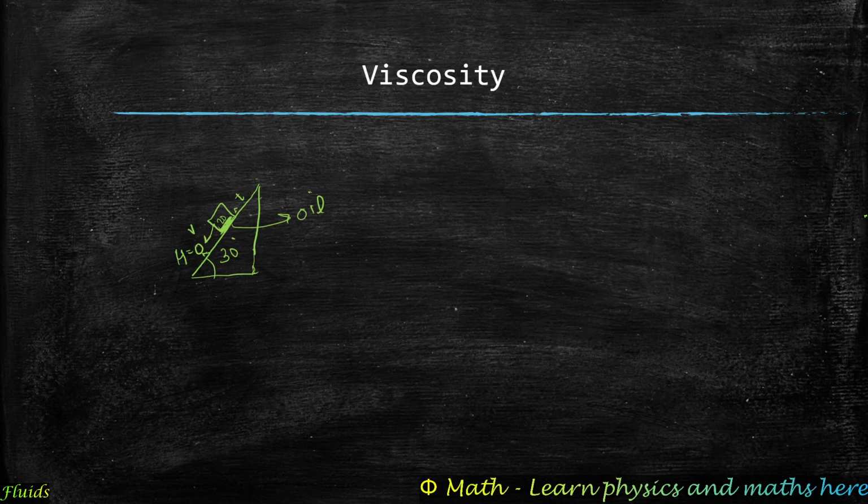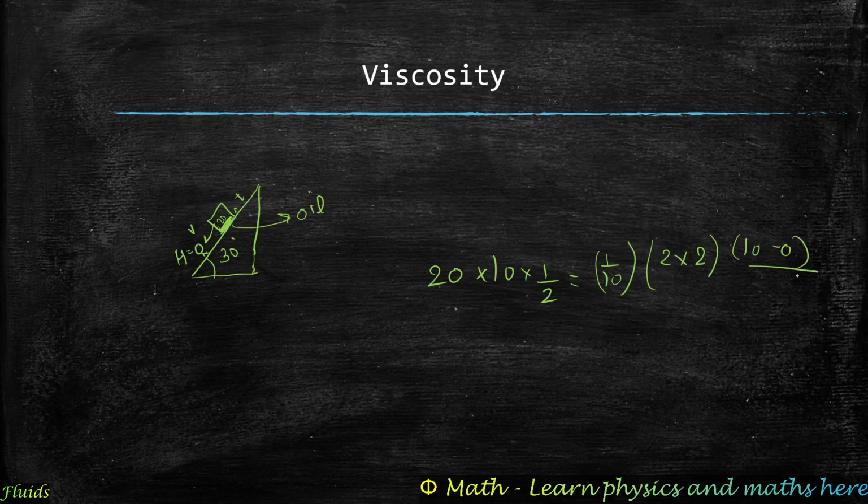So now we can say that 20 times 10, which is the value of g, times half is equal to 0.1 times 2.2 times 10 minus 0, divided by thickness t. From here we can say t is equal to 4 times 10 to the power minus 3 meter, or 0.4 centimeter.